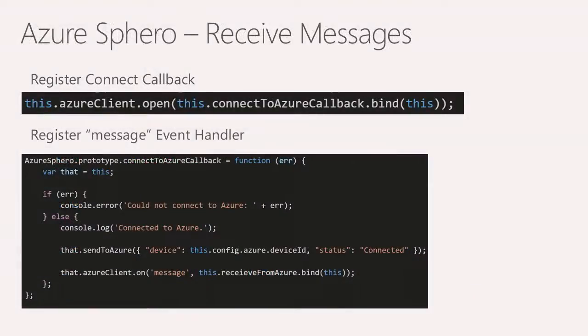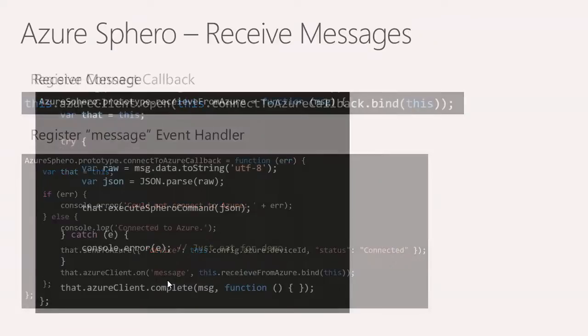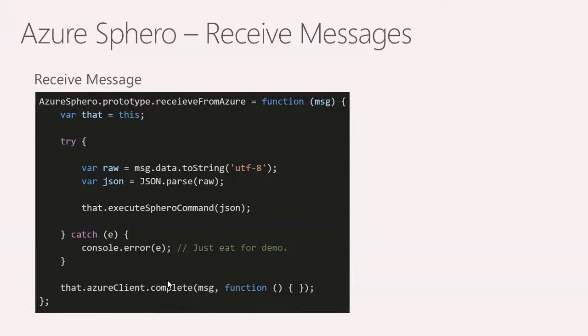So in our Azure Client Open, we pass it a callback, and we say, Azure Client, when you're fully open, I want you to call this other function. And here, what I'm doing, can you see my mouse there? No. There we go. What I'm doing here is saying, Azure, when I receive a message, call this other function, right? And so that message is, it will be device, we'll see. Receive from Azure, and then we'll execute the Sphero command.